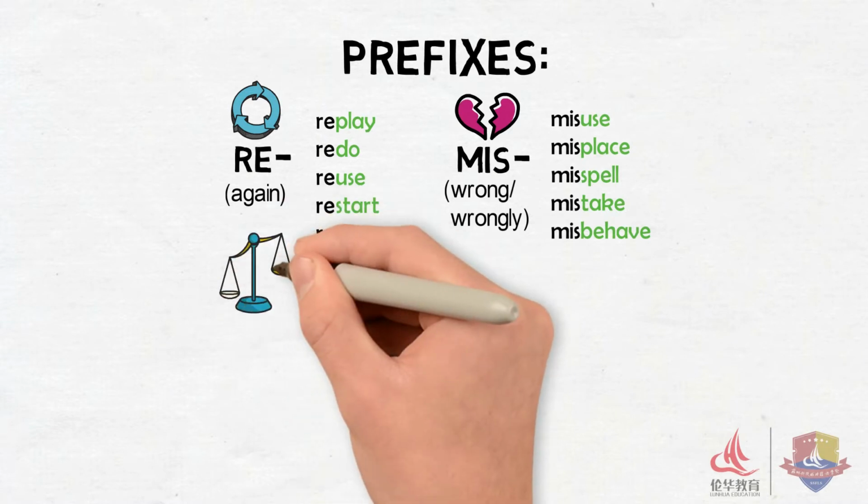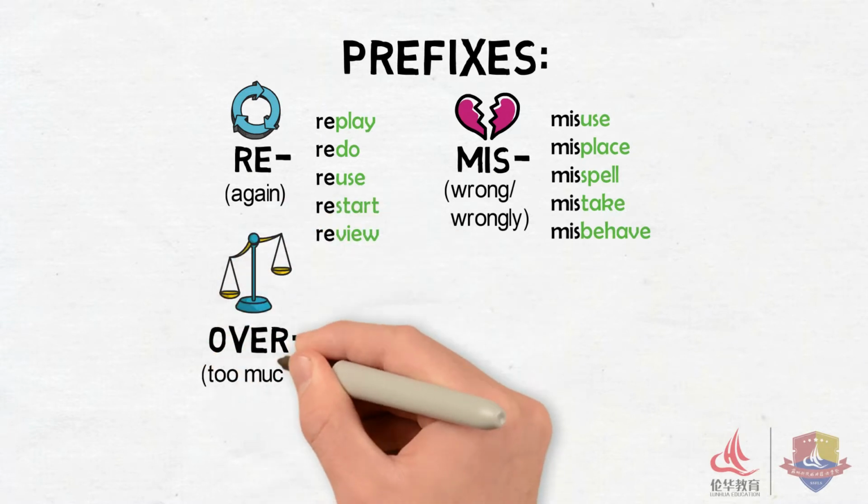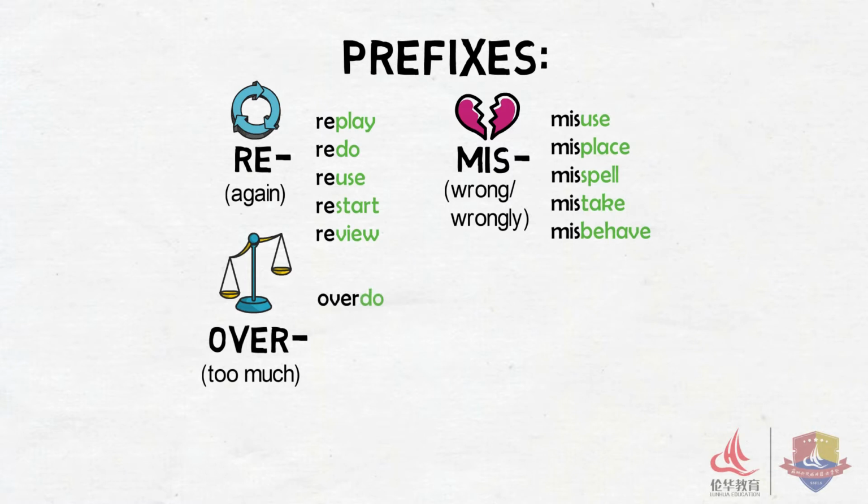The next prefix we have is over, which means too much. The words we have are overdo, which is to do something too much, overwork, which is to work too much and be very tired, overjoyed, which is to be very, very happy, overeat, which is to eat too much, and overload, which is to load or put in too much.